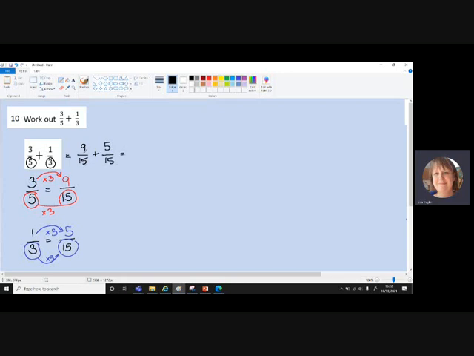And now you can see they've got matching bottoms. We can simply say that we've got 9 plus 5 on top, which is 14. And the 15ths remain the same. If you think of the 15ths as an item, we've got 9 items plus 5 items. That gives you 14 items. Now, some of you may actually have chosen, or learnt or remembered or been taught a different method at school. So I will go through that method with you also.